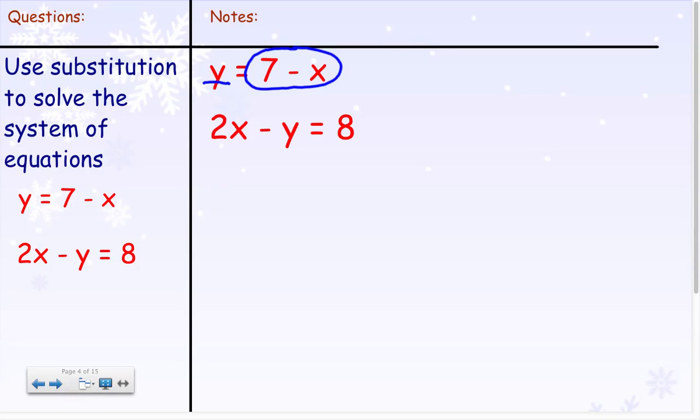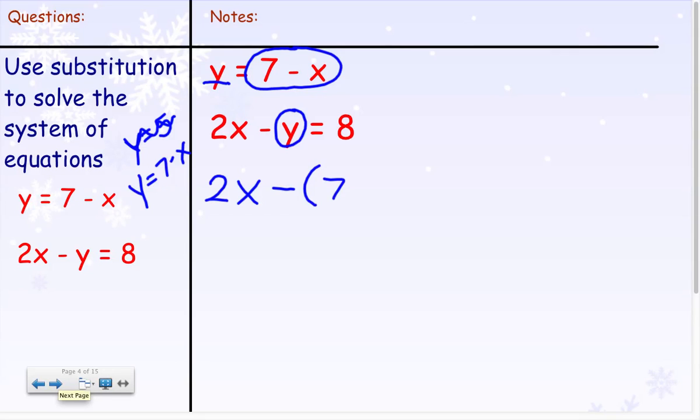Now to make this a little easier, let's pretend y equaled 5. And what if I asked you, where would you put that 5 into the bottom equation? You'd put it in for the y. But we're taking the entire 7 minus x, because we have y equals 7 minus x, not 5. So we're going to take that entire 7 minus x and put it in for y. So I'm going to write 2x minus, and then I have 7 minus x equals 8.